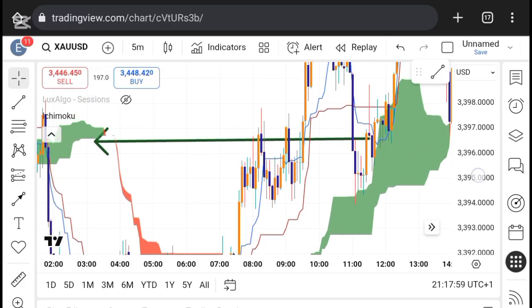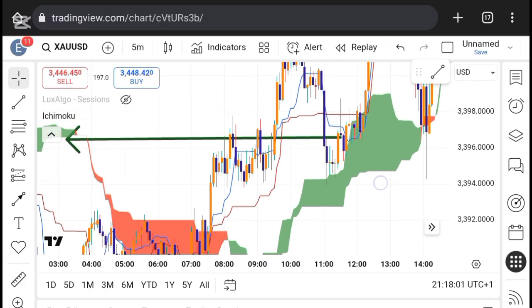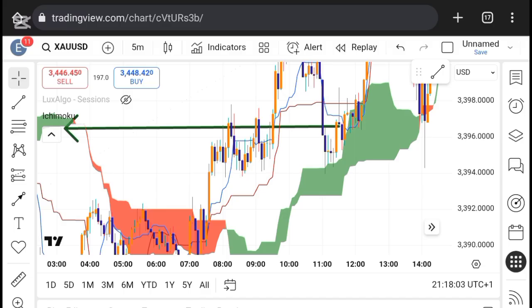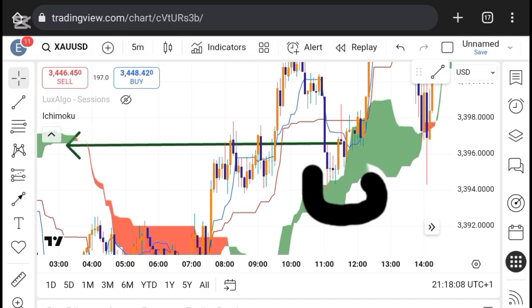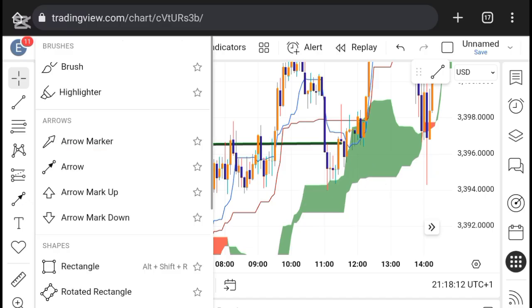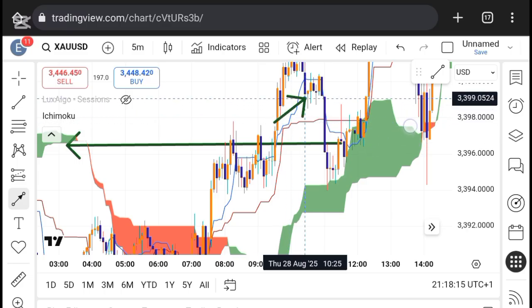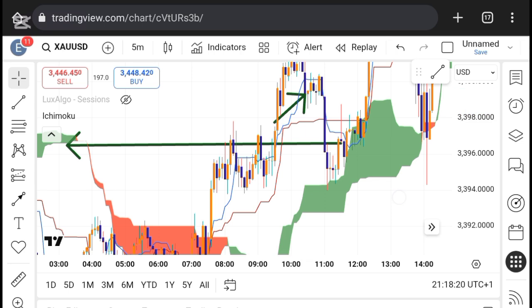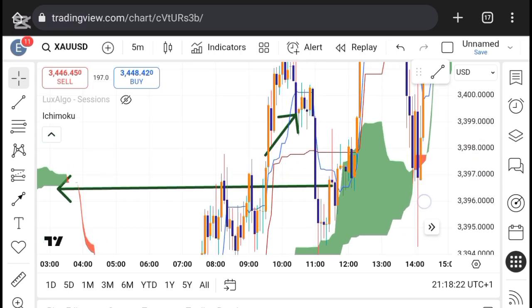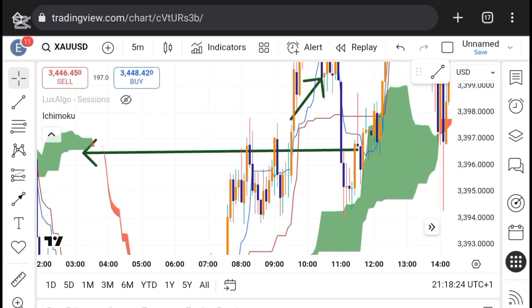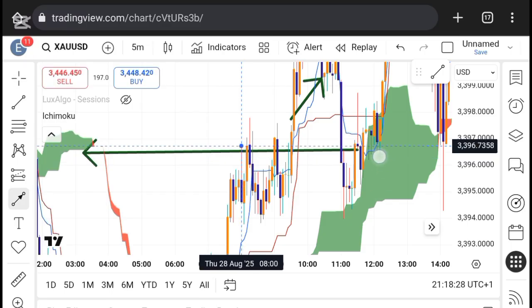It has to retest the cloud and give you a candlestick confirmation for you to buy, or you wait for this market to pull back to any of these moving averages for you to buy. If this market pulls back to this moving average, you are waiting for this candle to give you a candlestick confirmation.